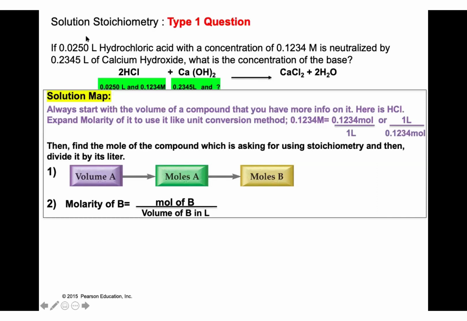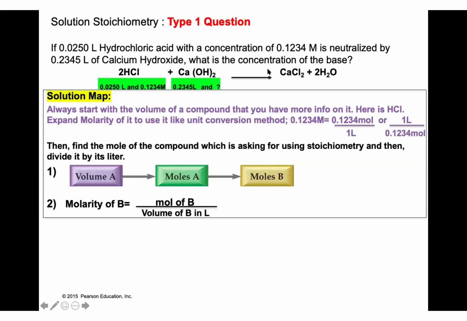If we have this many liters of hydrochloric acid with a concentration of 0.1234 molar, basically again hydrochloric acid, which is neutralized by 0.2345 liter of calcium hydroxide, what is the concentration of the base?